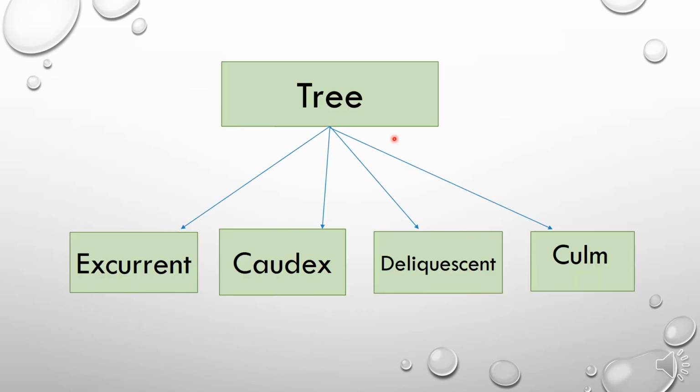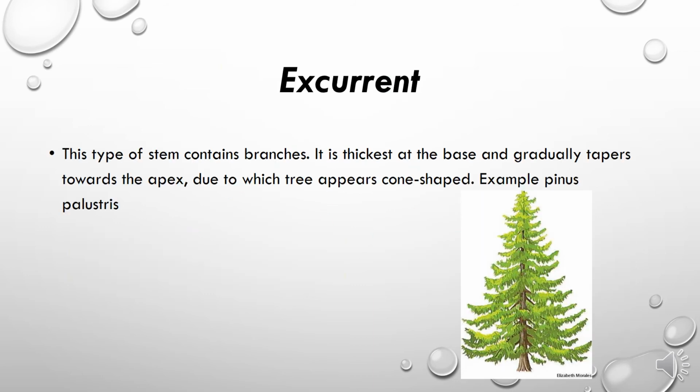Now we come towards the trees. The trees basically have the following types. The trees may be excurrent, they may be caudex, they may be deliquescent, and they may be culm. So what are these types, and what is their meaning?